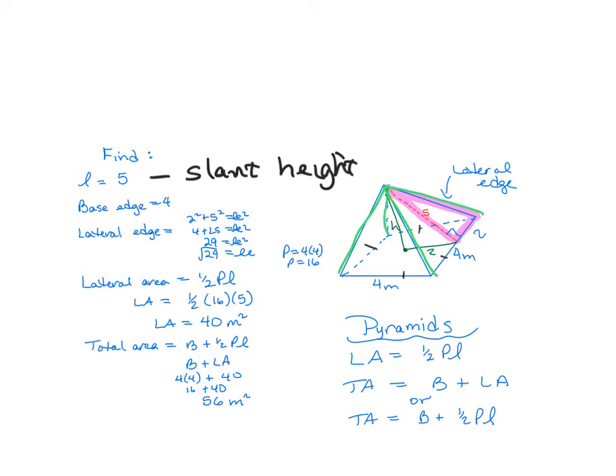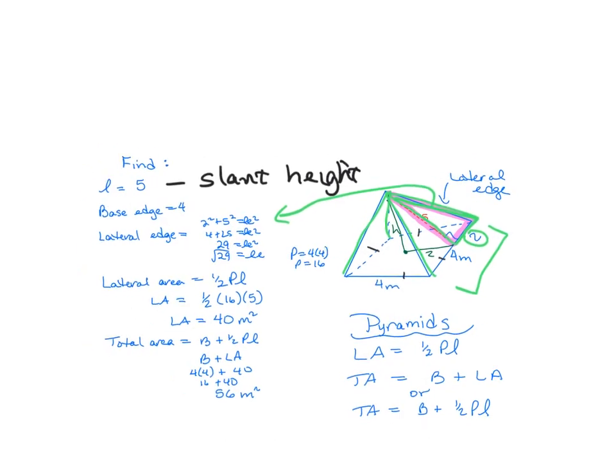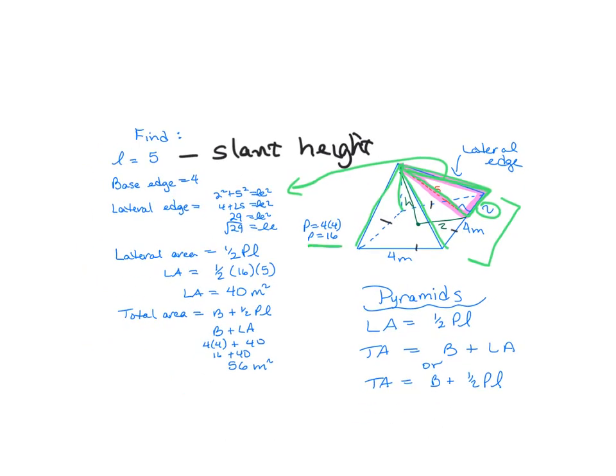So if I wanted to make a right triangle, I'm going to use my slant height. It's bisecting the side length, so this little piece here is 2. And then I did Pythagorean theorem, and that gives me my lateral edge. For the perimeter of a square, all sides are the same. So 4 times 4, my perimeter is 16.